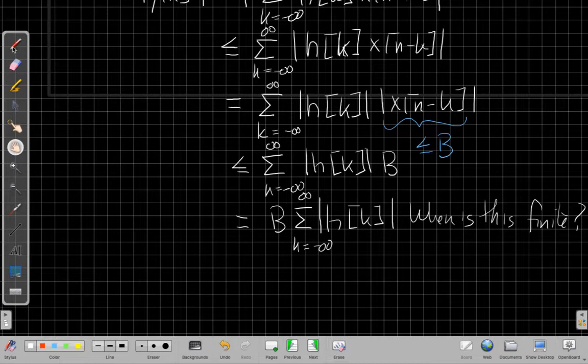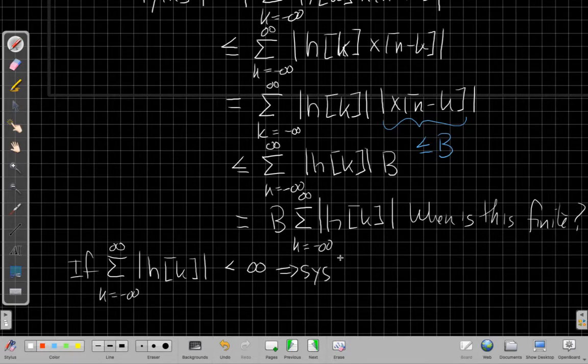So if the sum of the magnitudes as k goes from minus infinity to plus infinity of the impulse response h of k is less than infinity, that is, that sum converges to something finite, then the system is stable. Right? Because I'm getting ahead of myself. I jumped a step there, so let me break this down carefully.